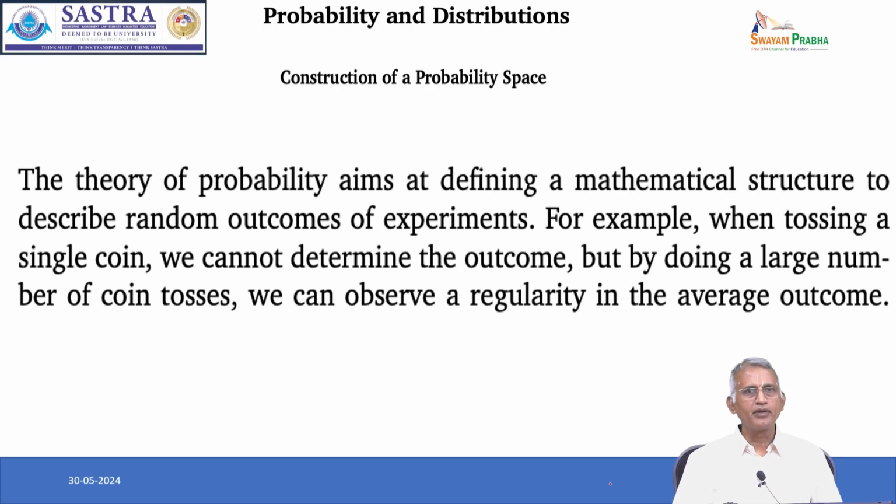The theory of probability aims at defining a mathematical structure to describe the random outcomes of experiments. For example, when tossing a single coin, we cannot determine the outcome, but by doing a large number of coin tosses, we can observe regularity in the average outcome. So, that is the meaning of the construction of the probability.